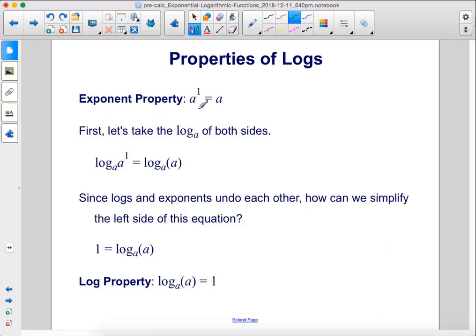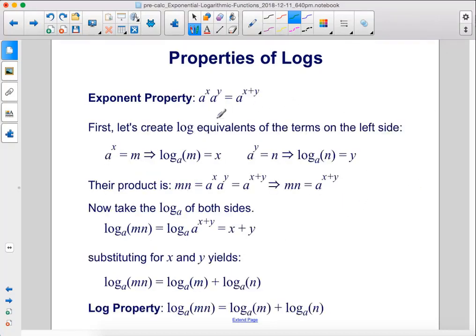Exponent property, a to the 1st power equals a. First, let's take the log base a of both sides. Log base a of a to the 1st power equals log base a of a. Since logs and exponents undo each other, how can we simplify the left side of this equation? Well, the log base a cancels out with the a, leaving us with 1. 1 equals log base a of a. So that's our new log property. Log base a of a equals 1.